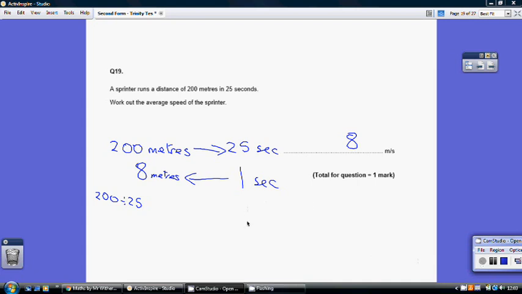Question 19. So a sprinter runs 200 metres in 25 seconds. So we've got to work out the average speed of the sprinter in meters per second. So we need to know how many meters they go every second. So if they go 200 meters in 25 seconds, how far would they go in 1 second? Well, this is a 25th of the time, so they're going to go a 25th of the distance. 200 divided by 25 gives us 8 meters per second.